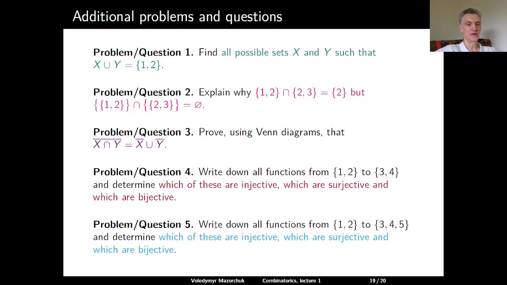Problem question 5. Write down all functions from {1, 2} to {3, 4, 5} and determine which of these are injective, which are surjective, and which are bijective.